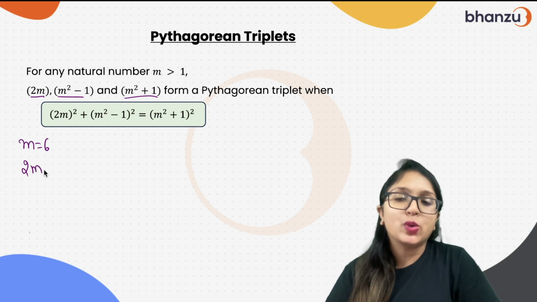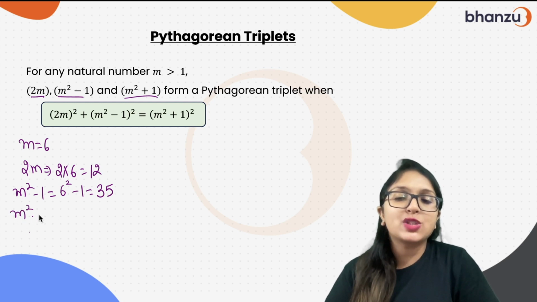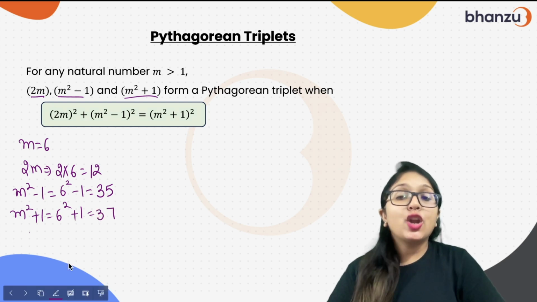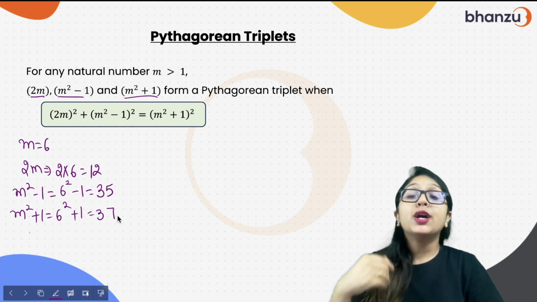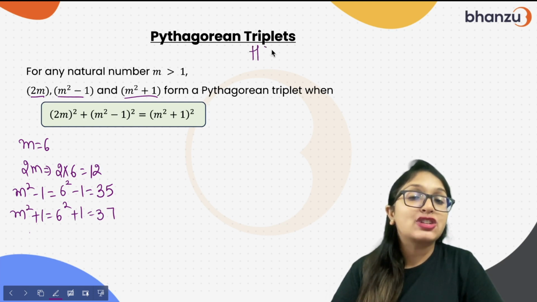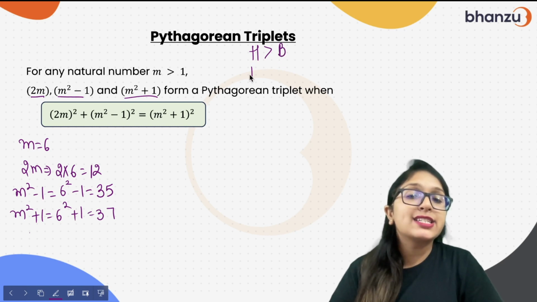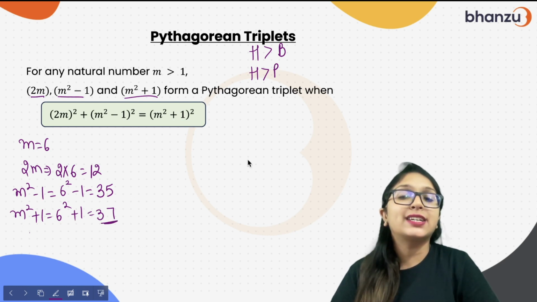Now 2m is going to give us 2 multiplied by 6, which is 12. Then m square minus 1 is going to give us 6 square minus 1, which is 35. And m square plus 1 is going to give us 6 square plus 1, which is 37. Now what are the triplets? We have got the triplet 12, 35 and 37. But which of these is the hypotenuse? The hypotenuse is bigger than the base and the perpendicular also. So we will take the hypotenuse as 37.